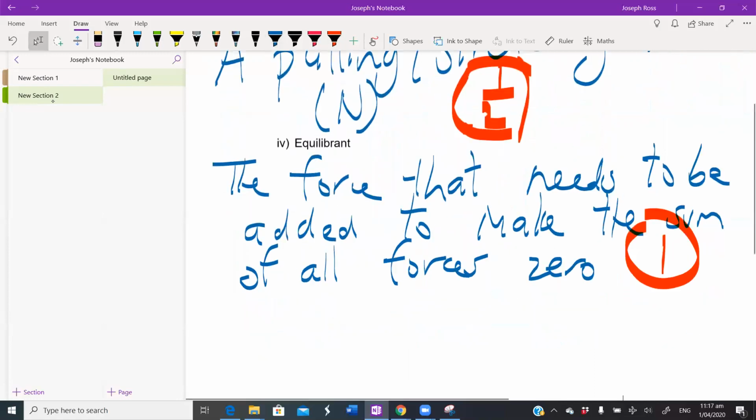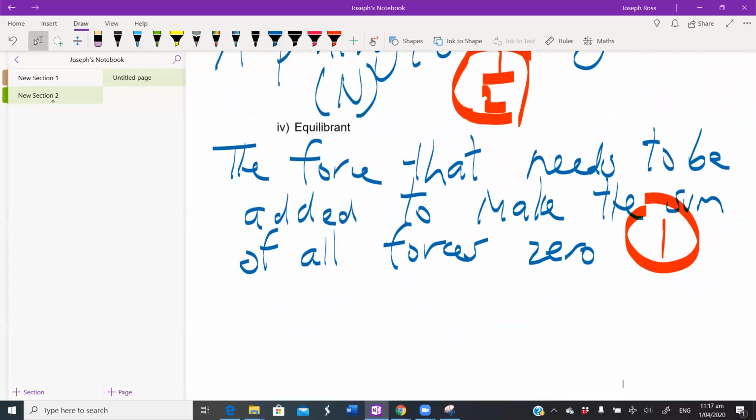And now we also have the units. The equilibrant is also a force, so that's also going to be in newtons, and half a mark for the units there.